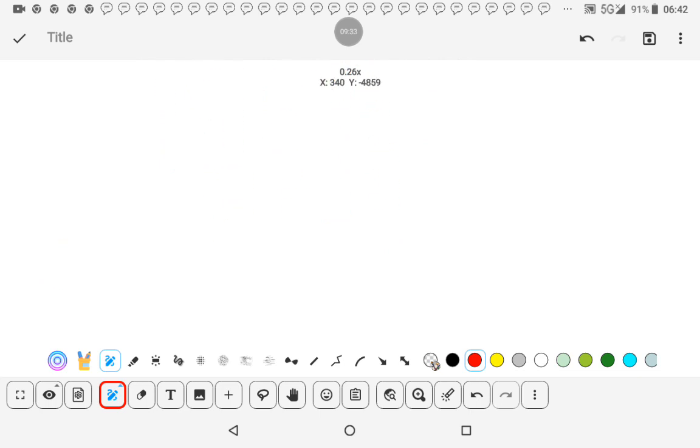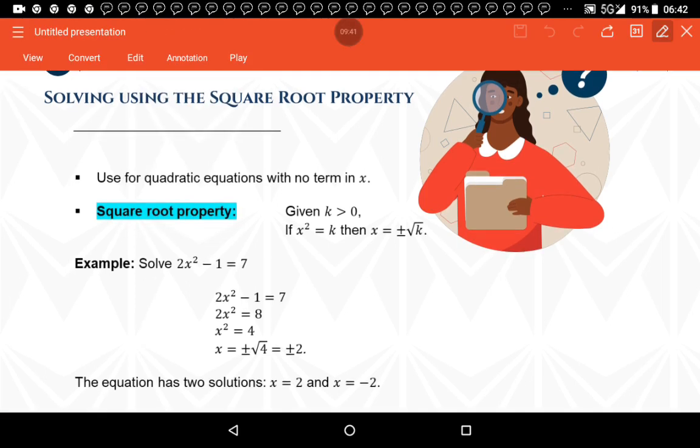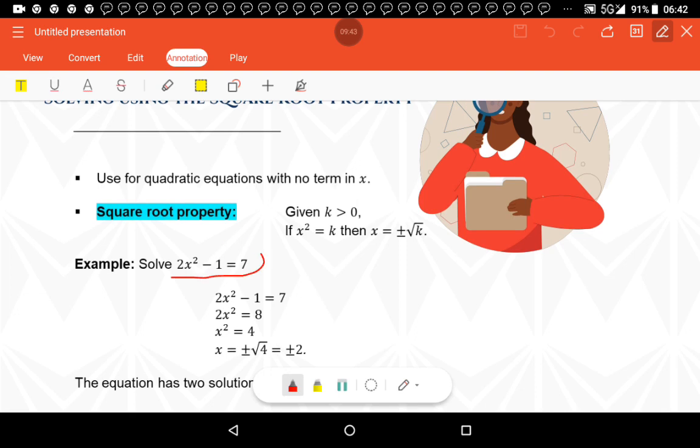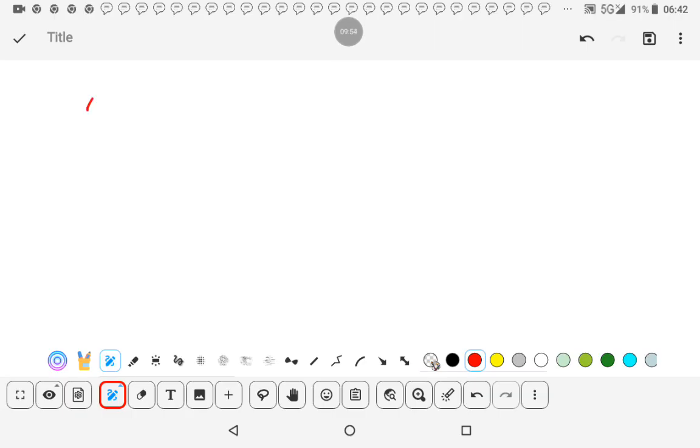Again, how do we solve this particular one? We have 2x squared minus 1 is equal to 7. If you're familiar with the steps we took earlier, it's very simple. First, you collect like terms, that is by taking 1 to the other side.